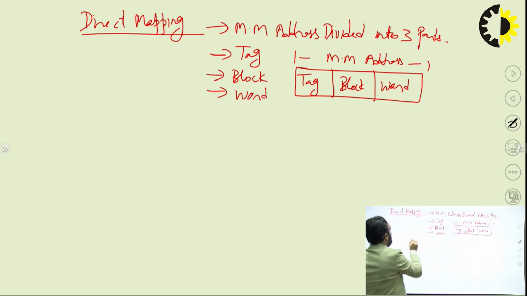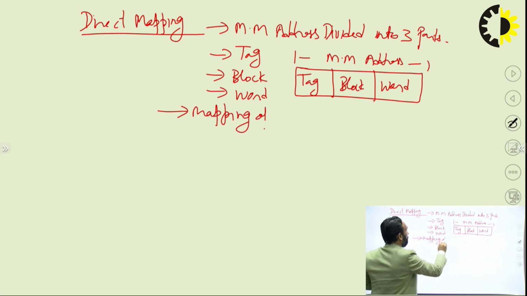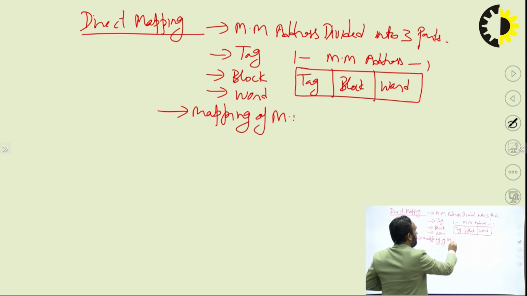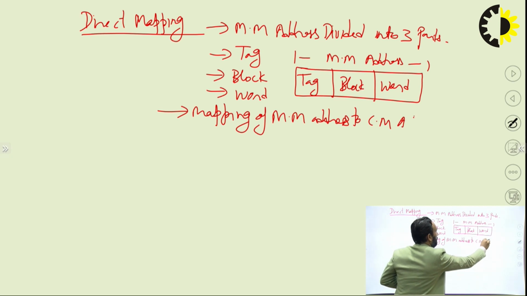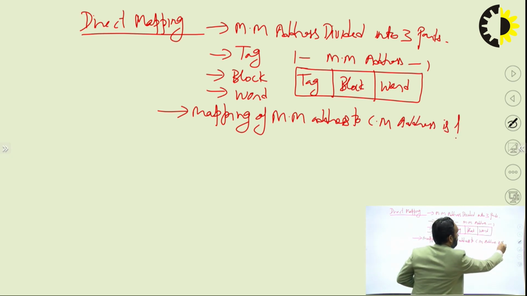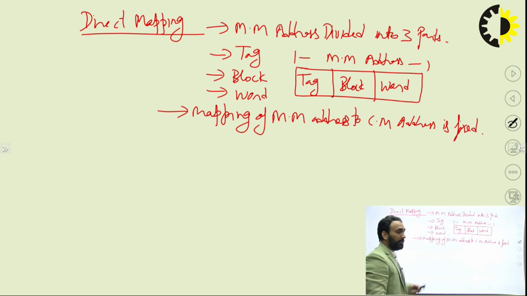In this mapping, the mapping of main memory address to cache memory address is fixed. We will understand it in a diagram.